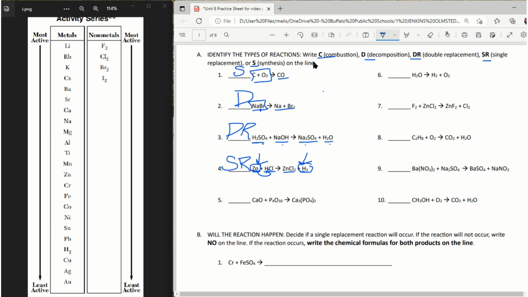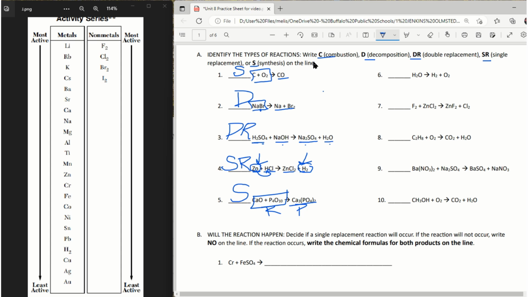What do I have here? All right, well, two things on this side, one thing on this side. These are reactants. These are products. So what is that? If I have two reactants that come together and form one product, I build one big thing. That is synthesis.